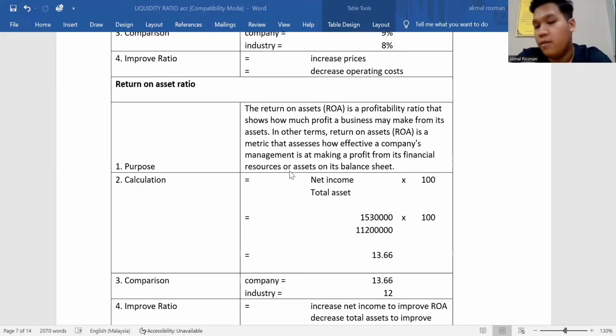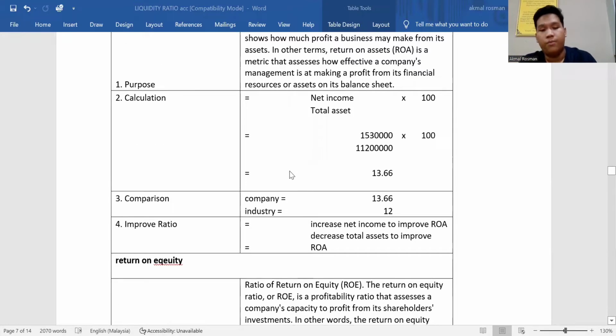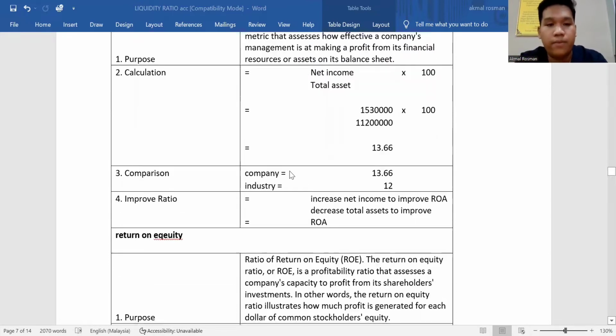And the net income is 1,530,000 over 11,200,000 times 100 equals 13.66%. And comparison for company and industry, 13.68% for the company, and for industry is 12%. And to improve the ratio is to increase net income and decrease total assets to improve ROA.